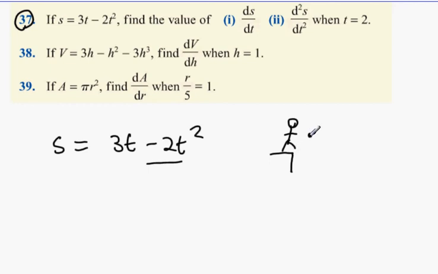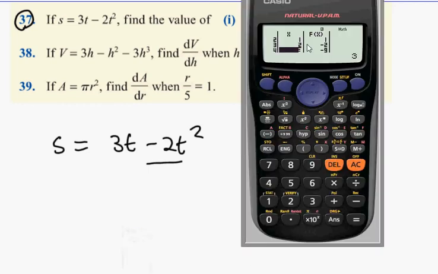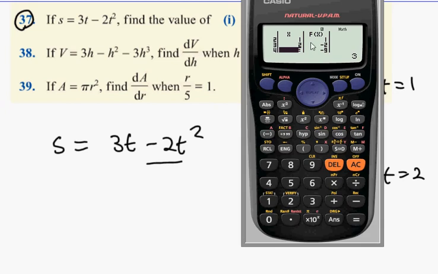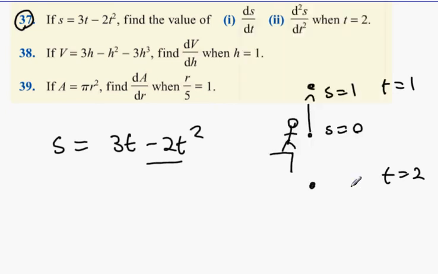The ball starts off at level ground, s equals 0. At the end of 1 second, which is t equals 1, it's 1 meter into the air. However, at t equals 2, where's the ball located now? Minus 2. So it's 2 meters below, so it went up and then went back down again. That's the sort of context questions they can do.